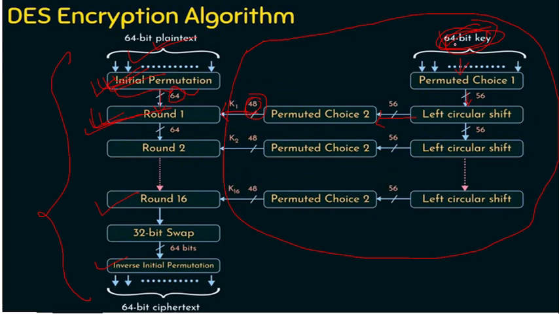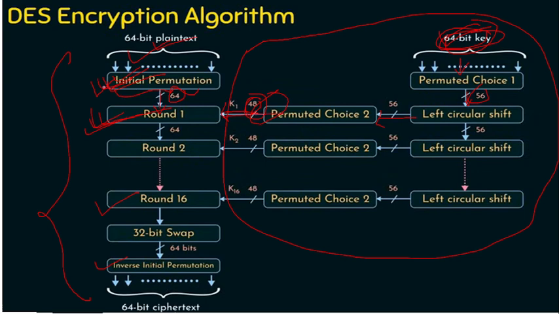And for this key, we have seen that the 64 bits are reduced to 56 bits by removing the parity bits, and then those 56 bits are divided into 28 and 28, and then we remove 4 bits in each block. Then we get 48 bits, and those 48 bits are used in each round.